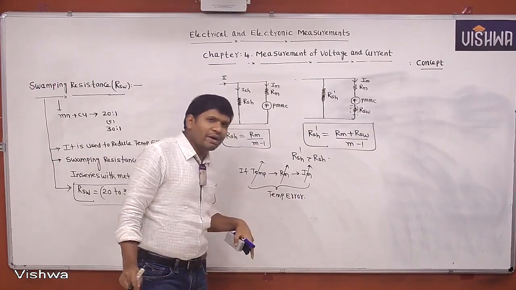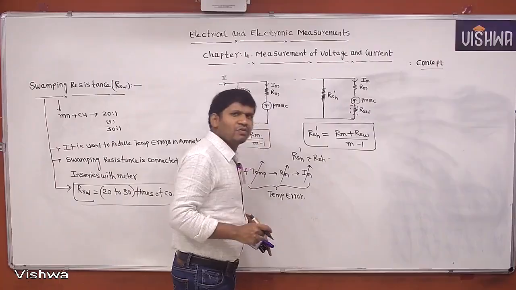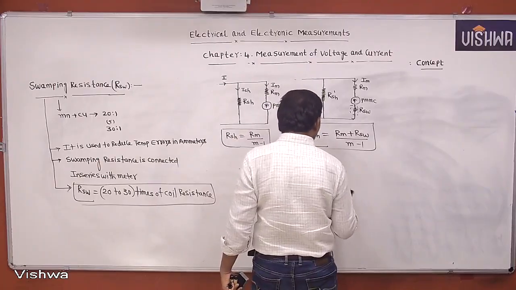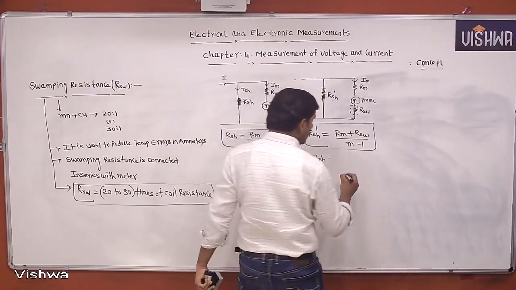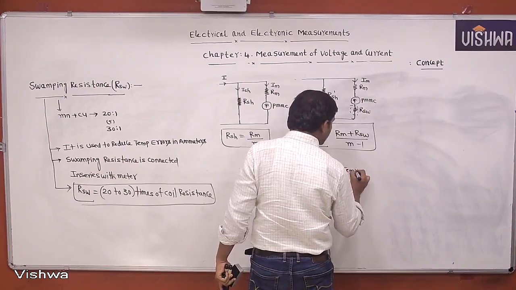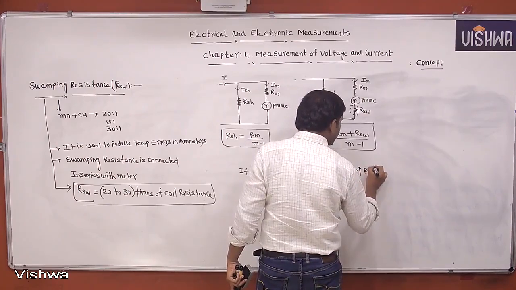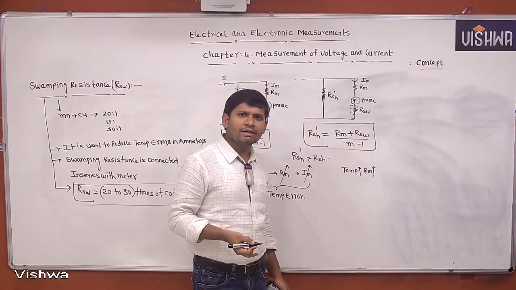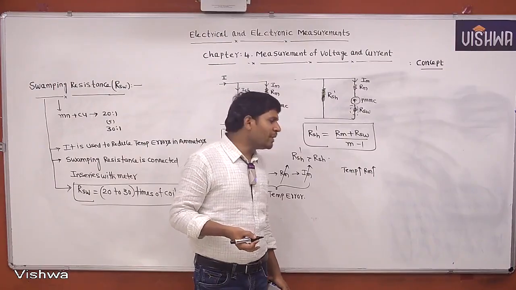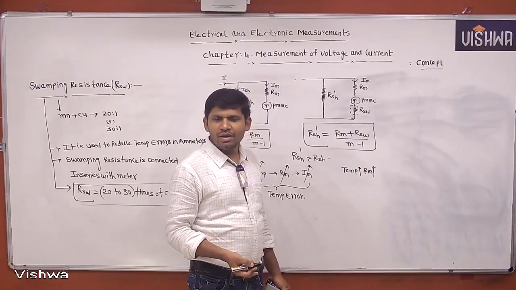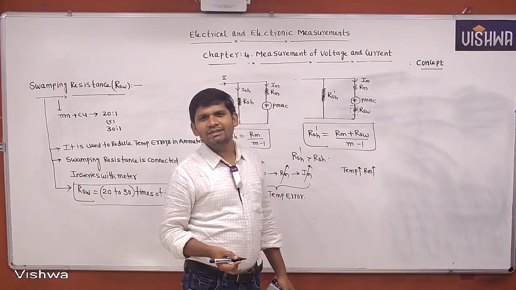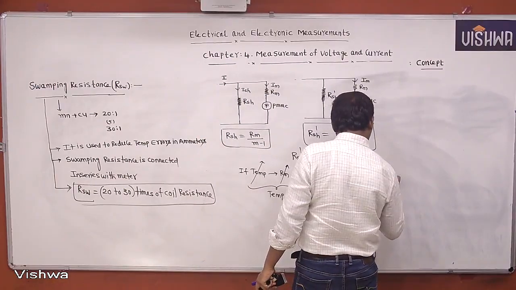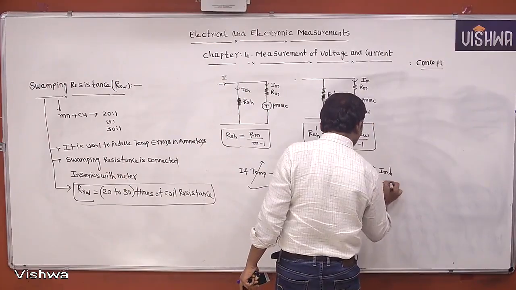Now to reduce this temperature error, what are we doing? We are adding the swamping resistance. Then how will that swamping resistance reduce it? Let us consider the concept with an increase of temperature. If temperature increases, the meter resistance also increases, because the meter is nothing but copper, and copper is a conductor. In all conductors there is a positive temperature coefficient: if the temperature increases, resistance also increases. But in all semiconductors, if temperature increases, resistance reduces because of the negative temperature coefficient. If RM increases, then IM reduces. What is this called? Temperature error.